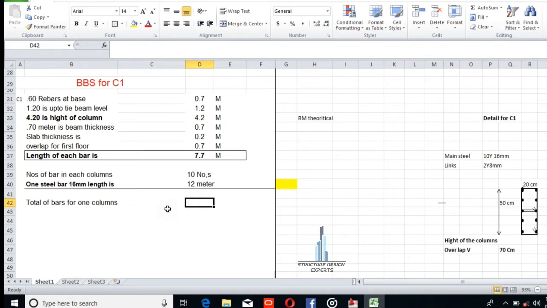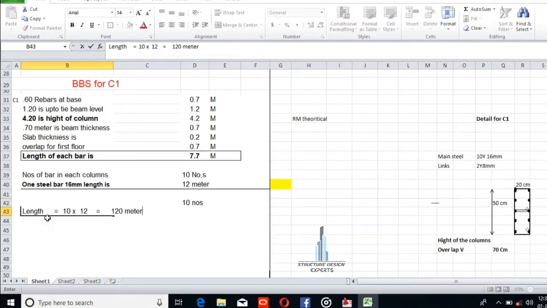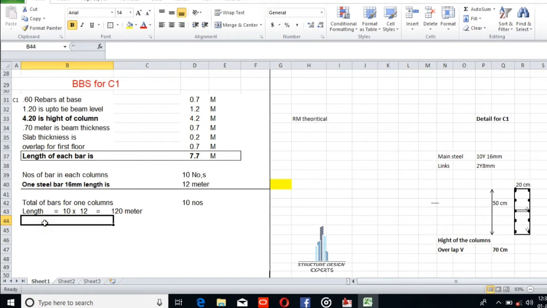It will be 10 numbers, and the length of one bar is 12 meters. So 10 multiplied by 12 is equal to 120 running meter. Now we will convert the running meter to kg. The formula is d square divided by 162. Here the bar is 16 mm.